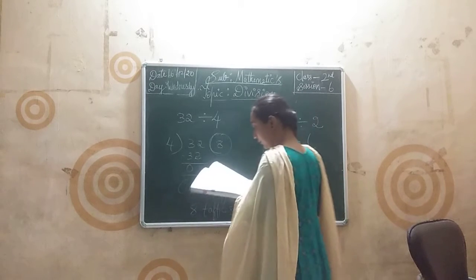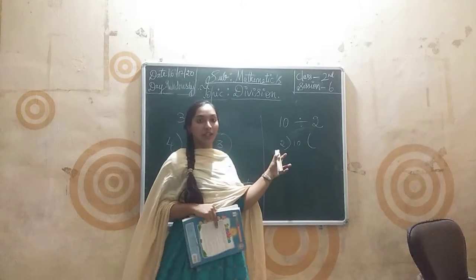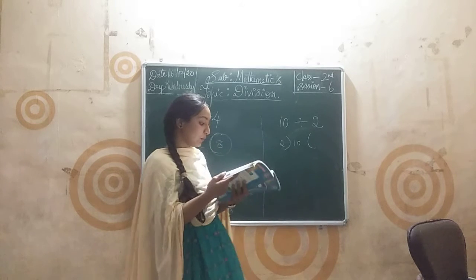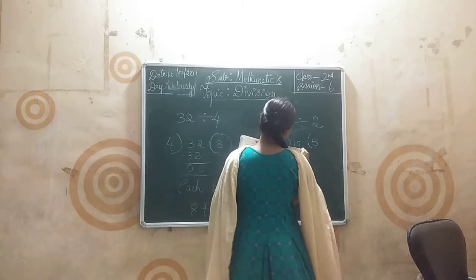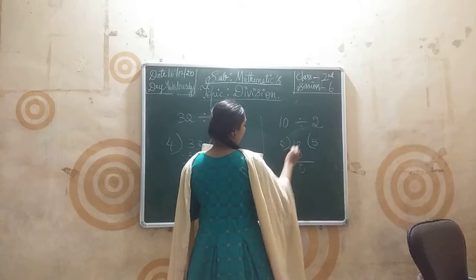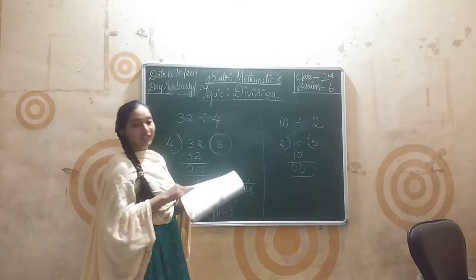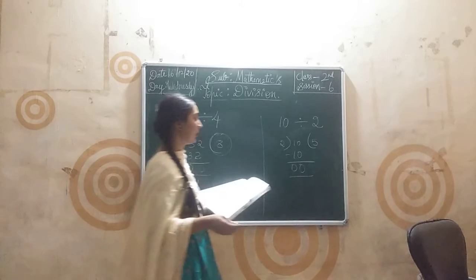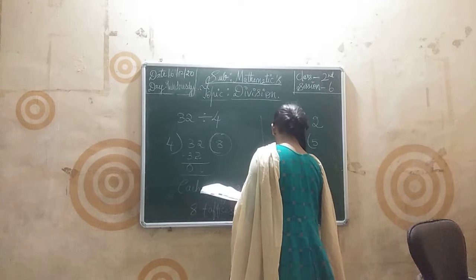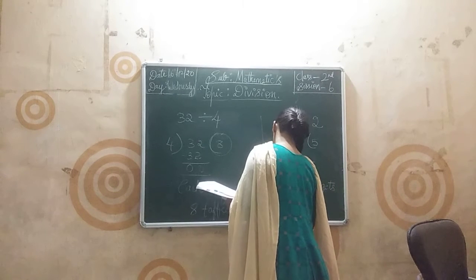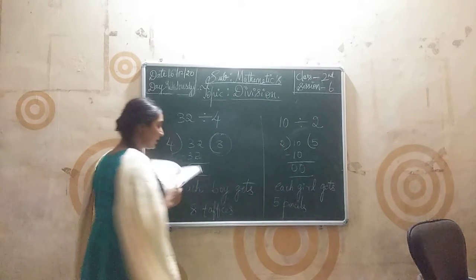10 divided by 2. So here the number 10 will come in the 2 times table. Yes. 2 ones are 2, 2 twos are 4, 2 threes are 6, 2 fours are 8, 2 fives are 10. So we get 2 fives are 10 here. Okay. 0 minus 0 is 0, 1 minus 1 is 0. So each girl gets 5 pencils.